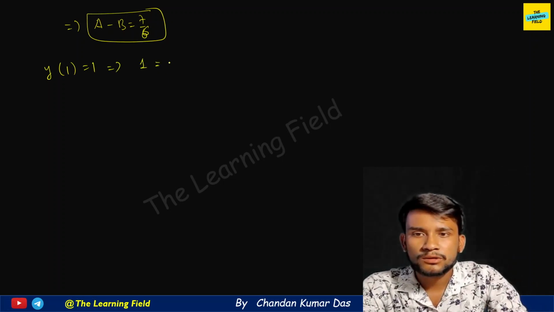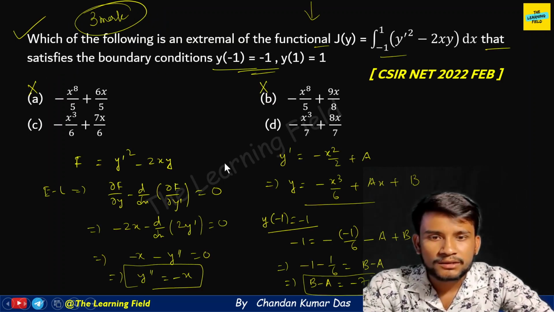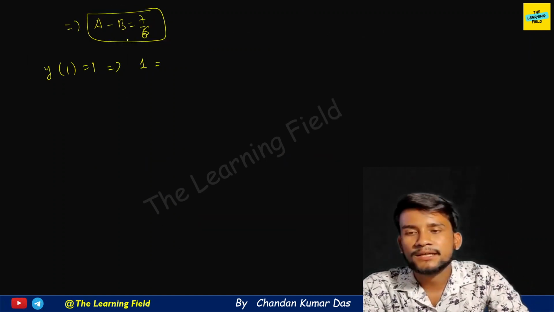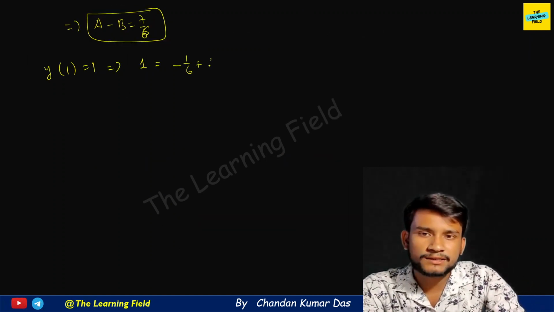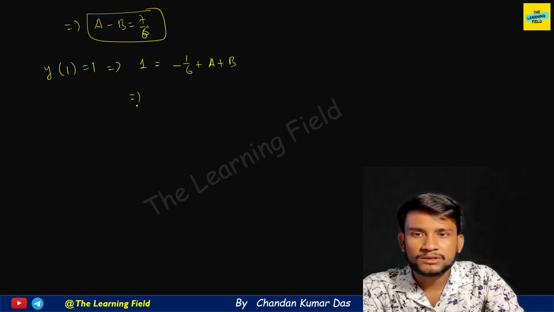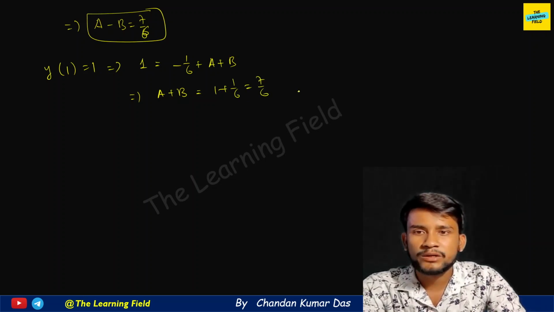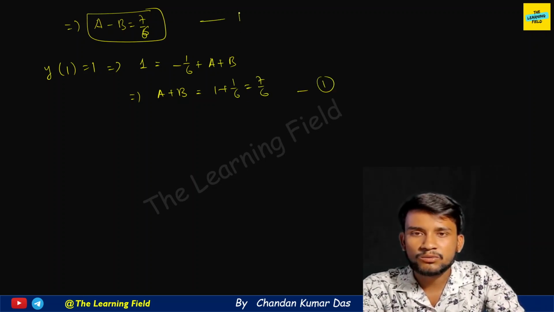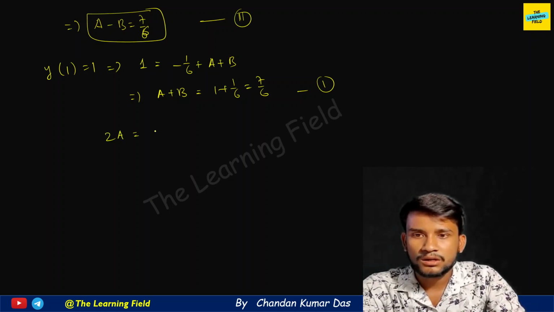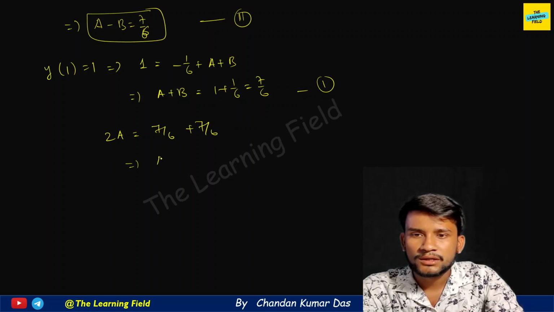What is the extremal? Minus 1 by 6 plus a, and minus 1 by 6 plus a plus b. So this gives a plus b, which is equal to 1 plus 1 by 6, equal to 7 by 6. Now if we simply add equations 1 and 2, then we must get 2a equal to 7 by 6 plus 7 by 6, so a is simply 7 by 6.